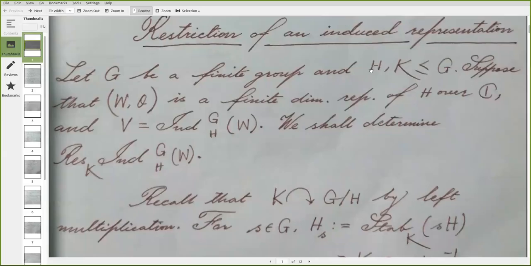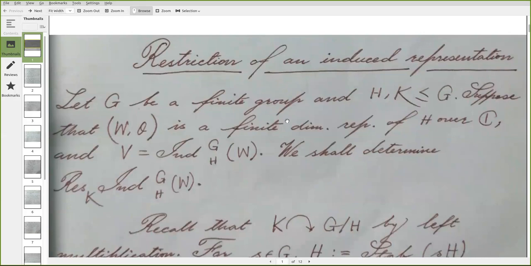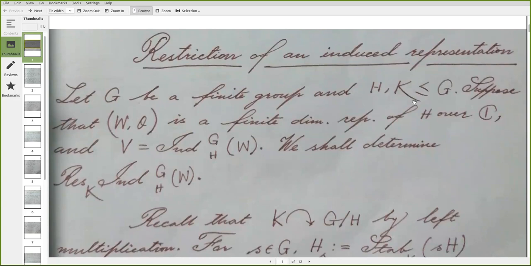All right, today I will talk about restriction and Mackey's irreducibility criterion for induced representations. So let's begin with a finite group G with two subgroups H and K. And suppose that theta is a finite dimensional complex representation of H. And then we consider the representation induced by theta, which we conventionally denote by this.